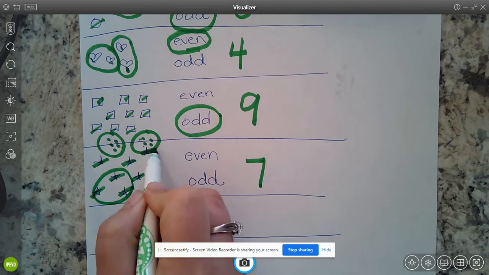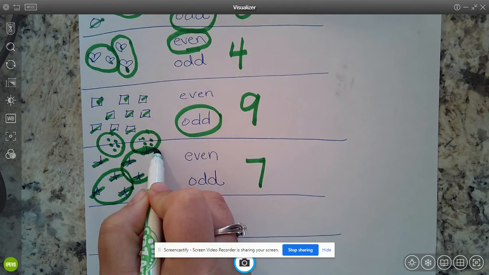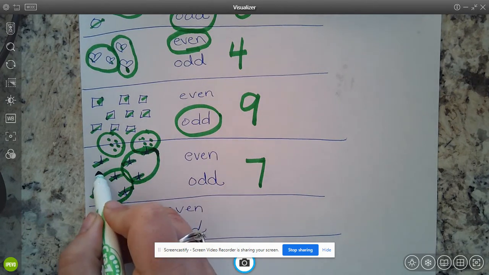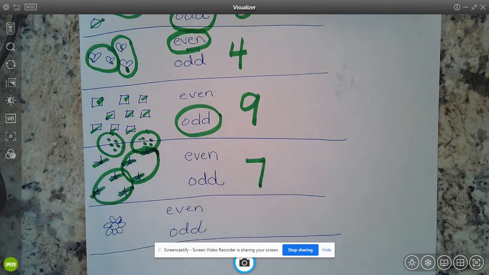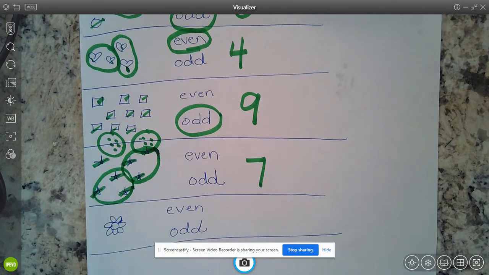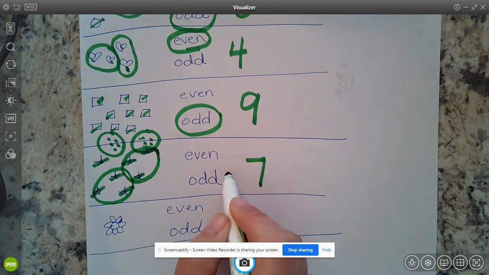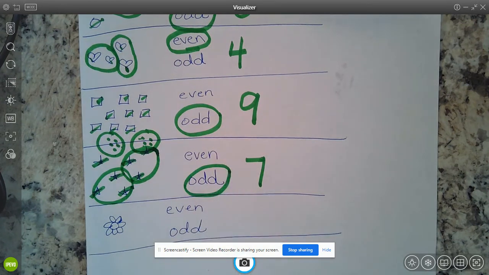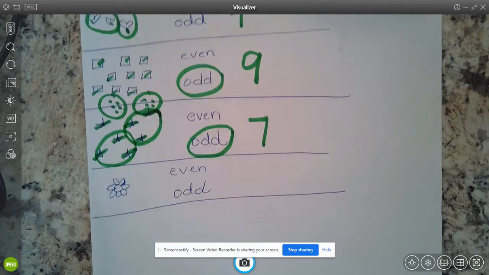So I have 1 flower. Is the number 1 even or odd? Well, can we divide 1 flower into 2 groups? We cannot divide 1 flower into 2 groups. So we know this number is odd. Okay.